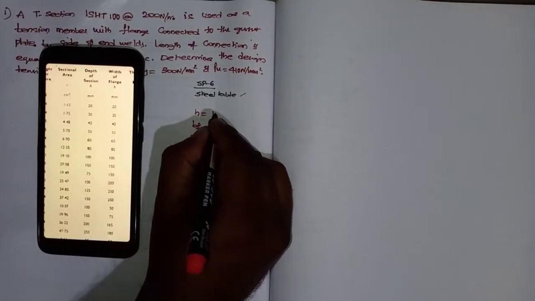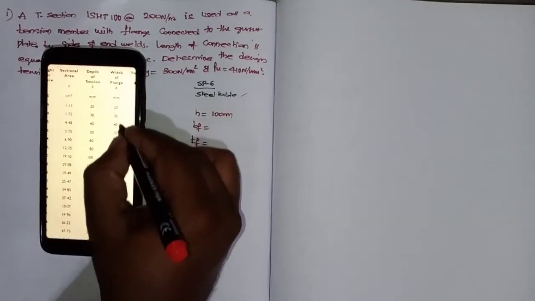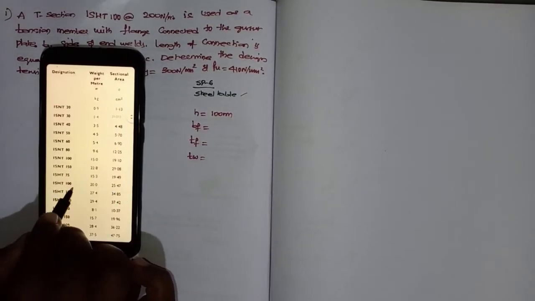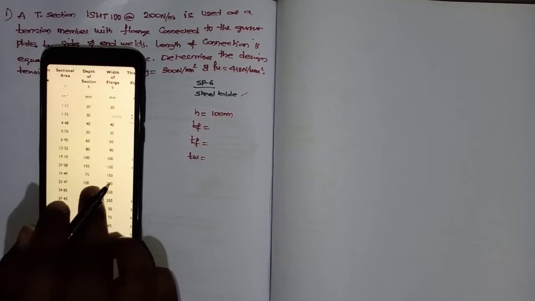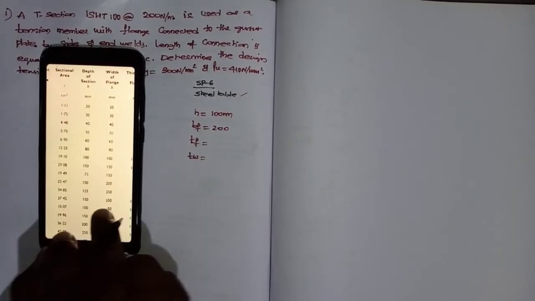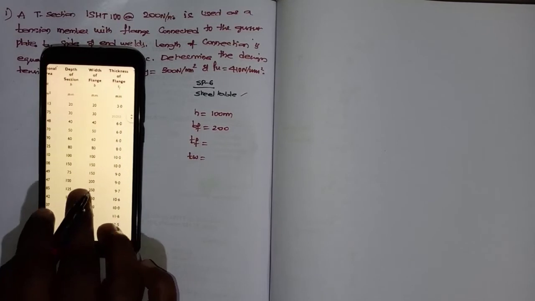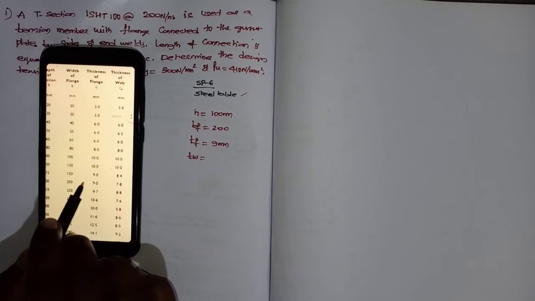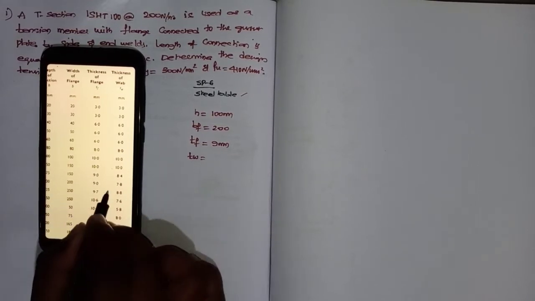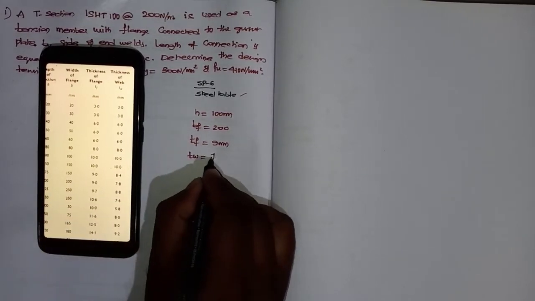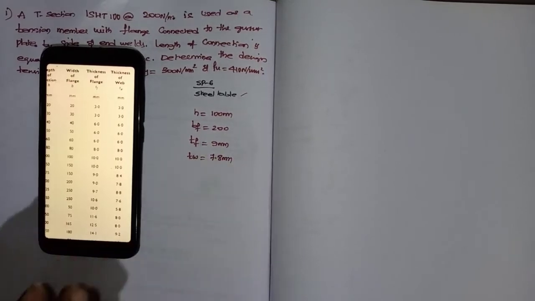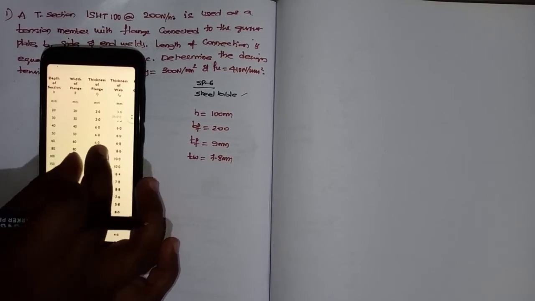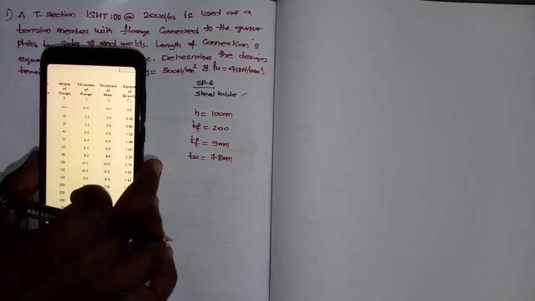Depth of section is what? 100 mm. Next, the width of flange, it is ISHT 100, this line. Okay, this is 200. Next, the thickness of flange is 9 mm, and the thickness of web, this one, is 7.8 mm. From this you are supposed to take the values, right?